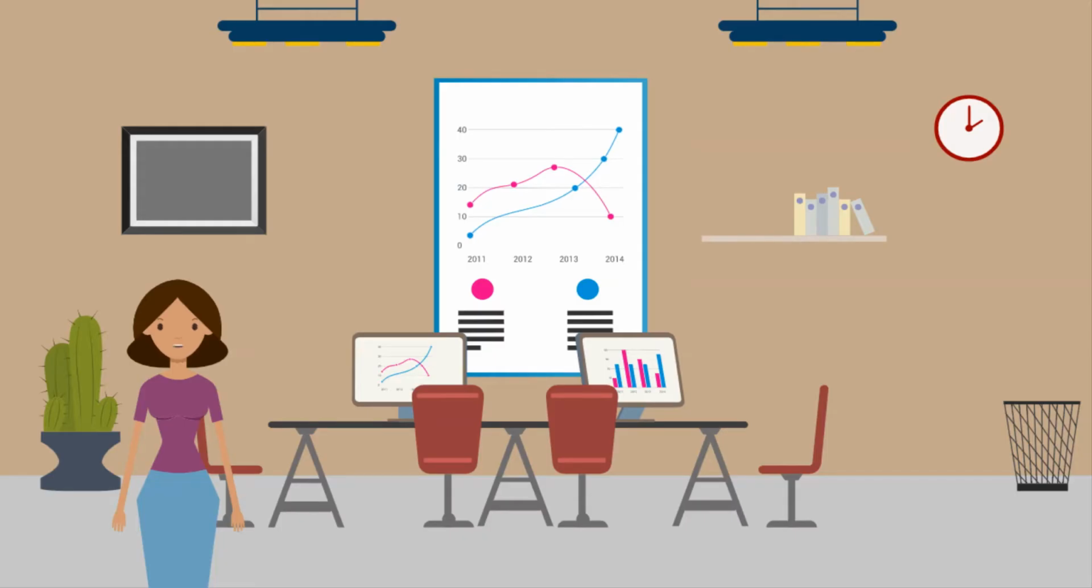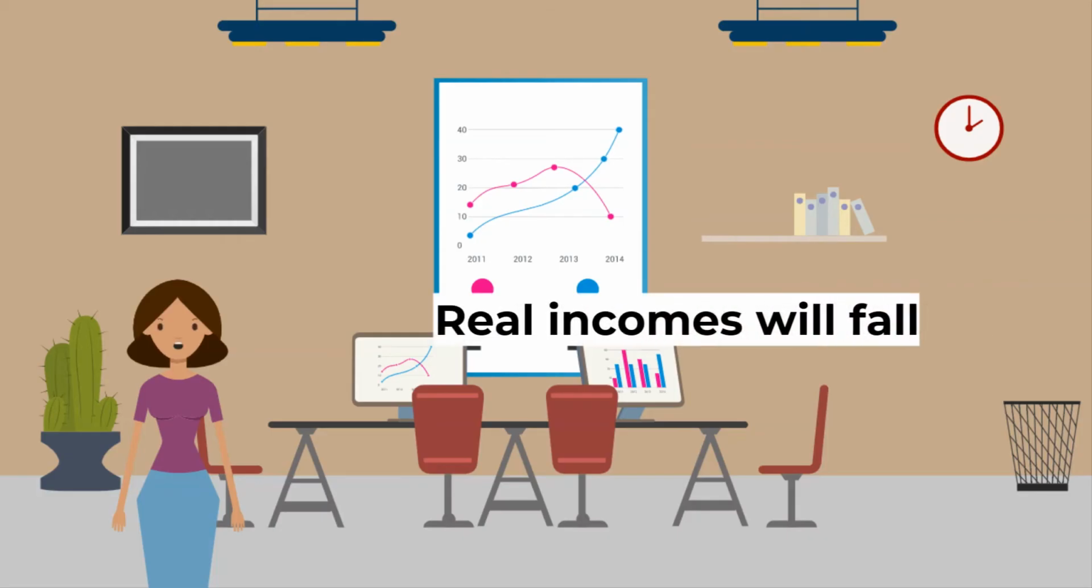Effects of high inflation. As the cost of living will have risen, people's real incomes, the value of their income, will have fallen. When prices increase and incomes haven't, the income will buy fewer goods and services. This means that purchasing power has fallen.